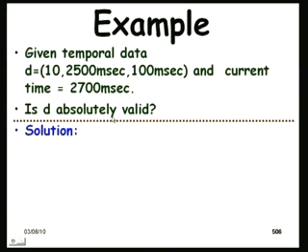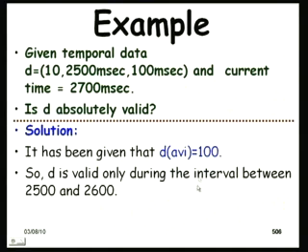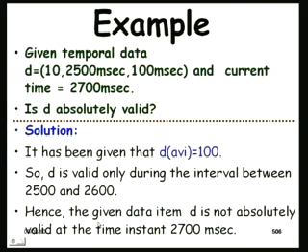Now, let us try to find that out. It is given that DAVI, that is the absolute validity interval, is 100 millisecond. What it really means is that the data item having value 10 is valid anywhere between 2500 to 2600. As a result, D is not absolutely valid at time instant 2700. It would become an archaic data and it is absolutely invalid.